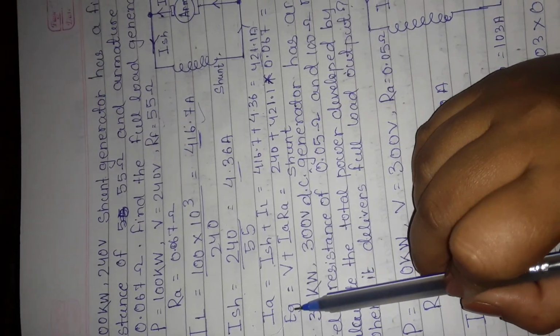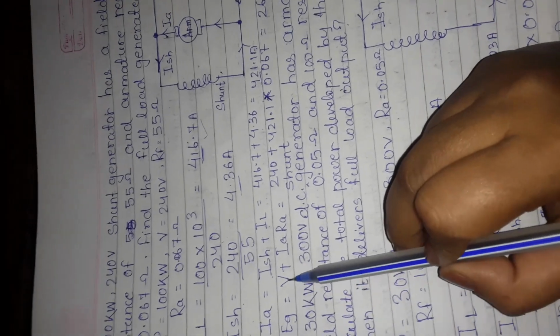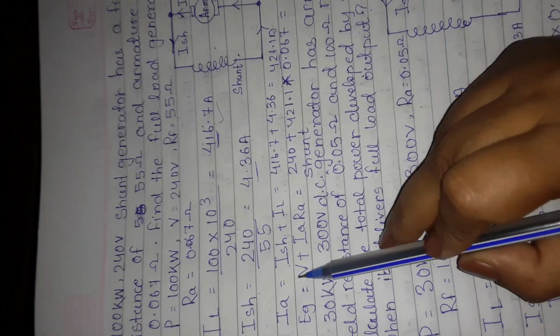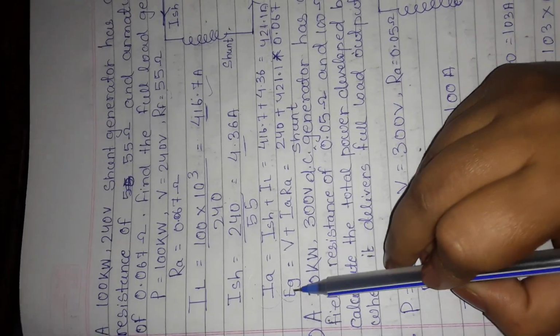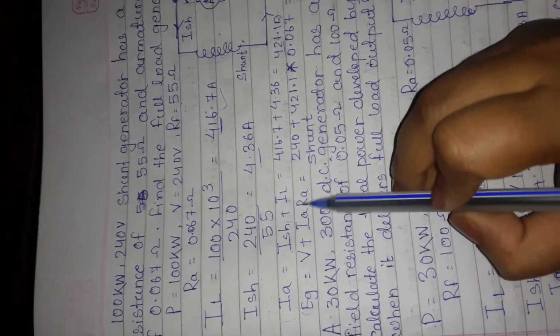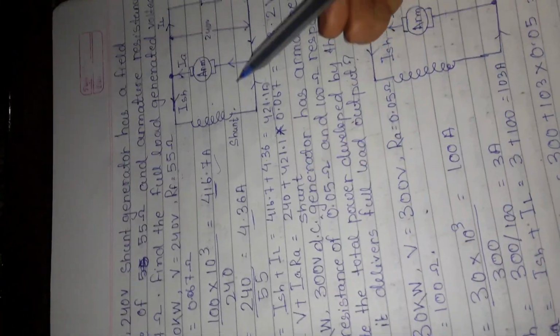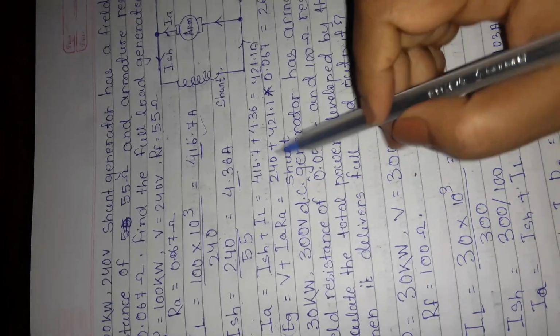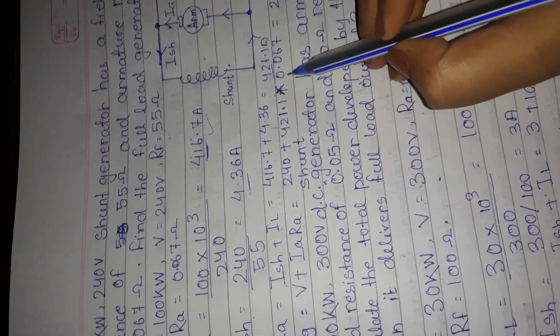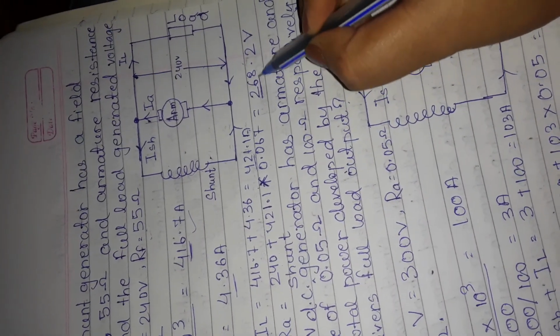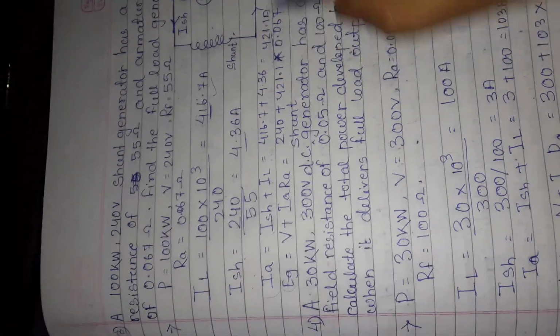Now the generated EMF is V, the generator voltage, plus IA RA. So we have to find the generated EMF by adding these two factors, that is voltage and the product of armature current and resistance. So 240 volt plus 421.1 into 0.067, that is armature resistance. Then we will get 268.2 volt. So the generated EMF for the shunt generator is 268.2 volt.